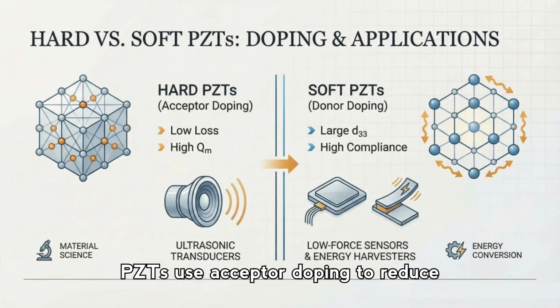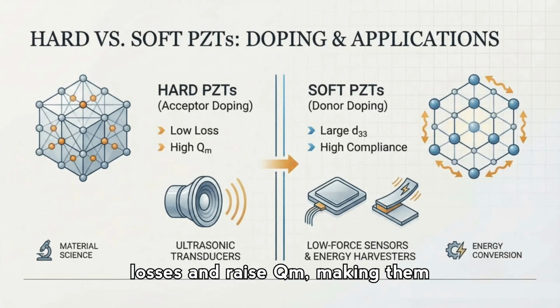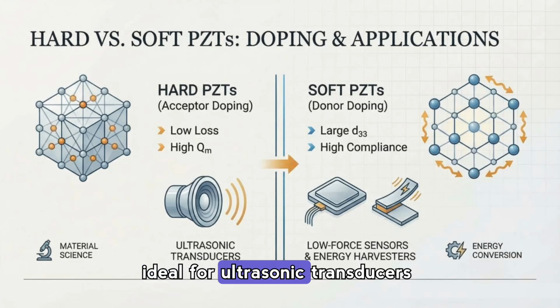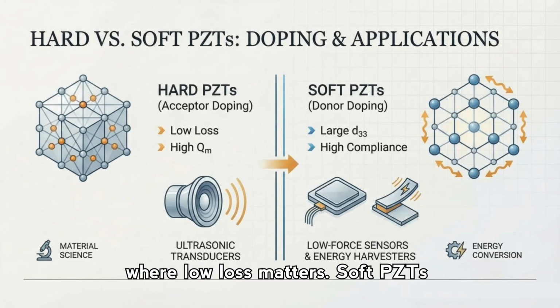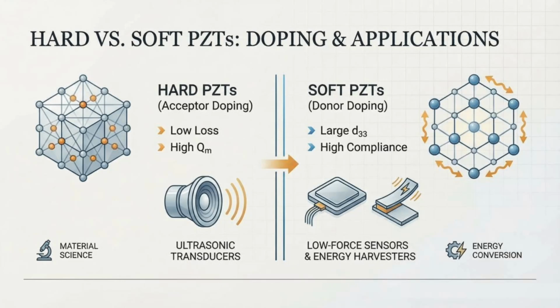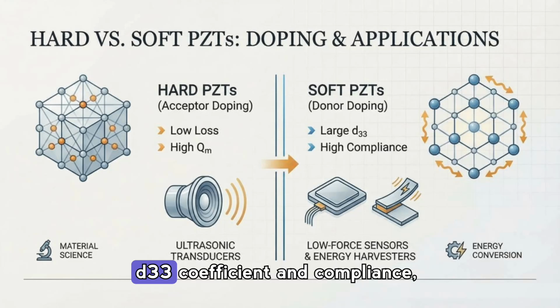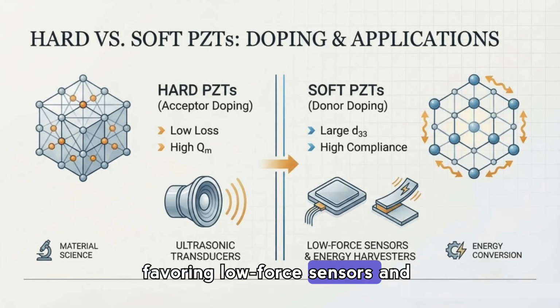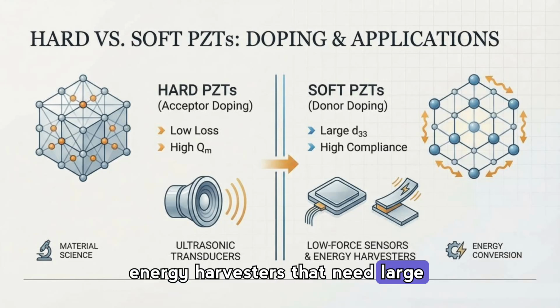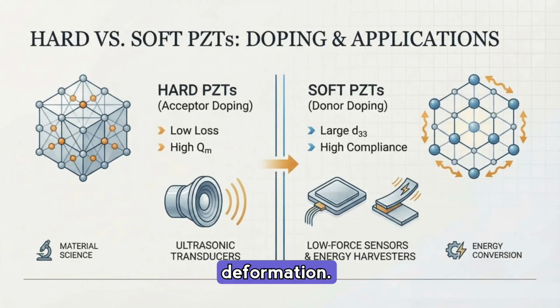Comparing hard and soft PZTs highlights how doping tailors properties for applications. Hard PZTs use acceptor doping to reduce losses and raise Qm, making them ideal for ultrasonic transducers where low loss matters. Soft PZTs use donor doping to increase the D33 coefficient and compliance, favoring low-force sensors and energy harvesters that need large charge generation under small deformation.